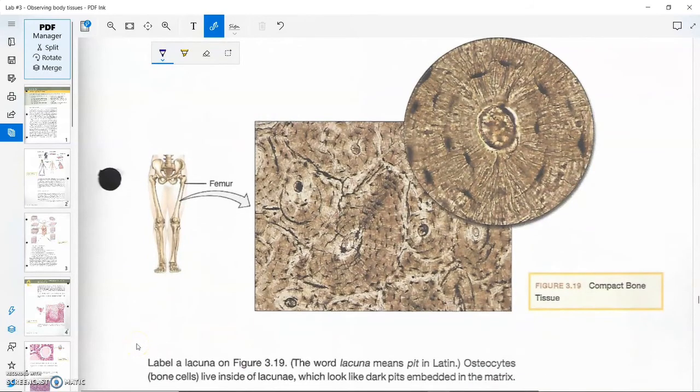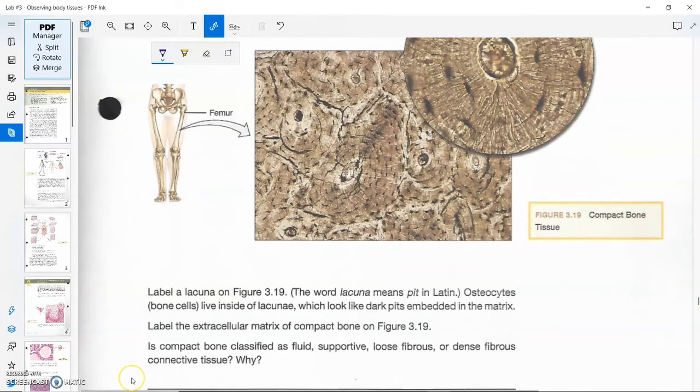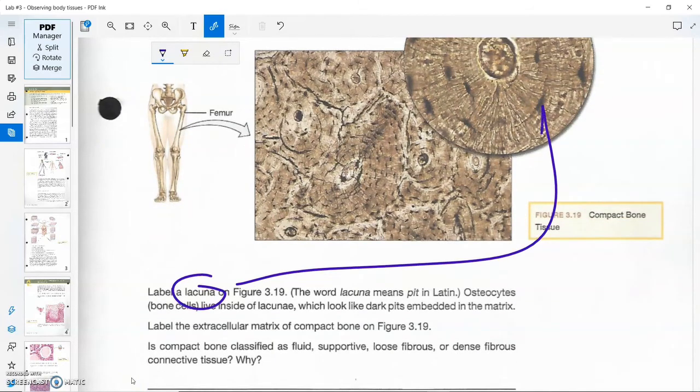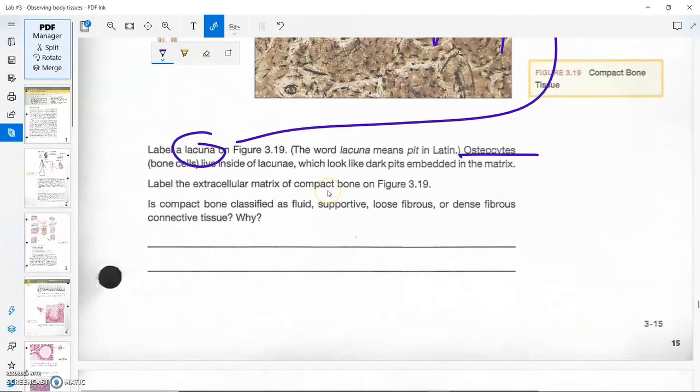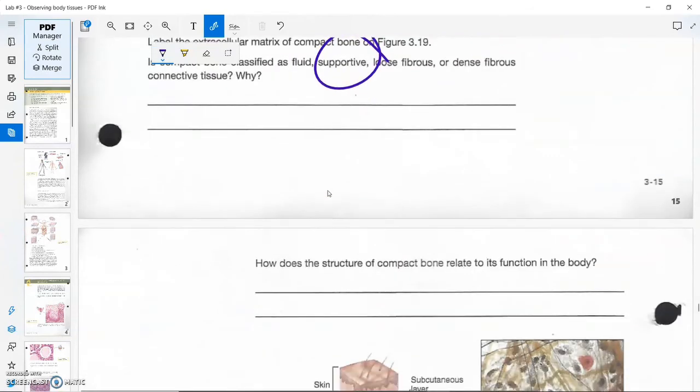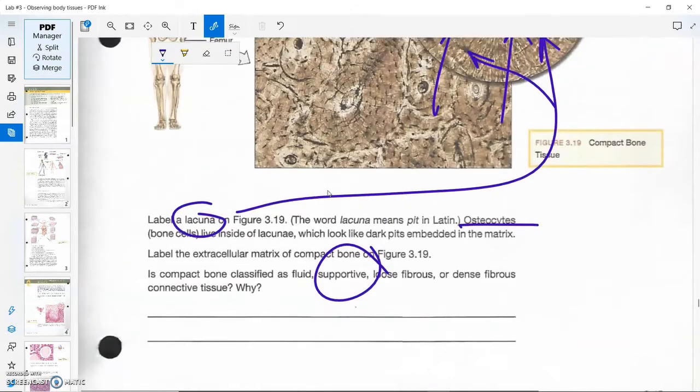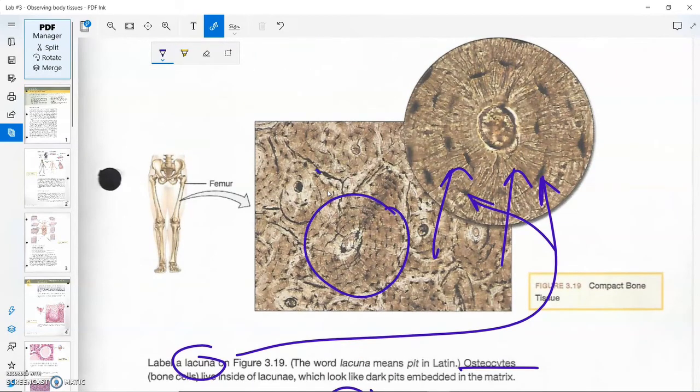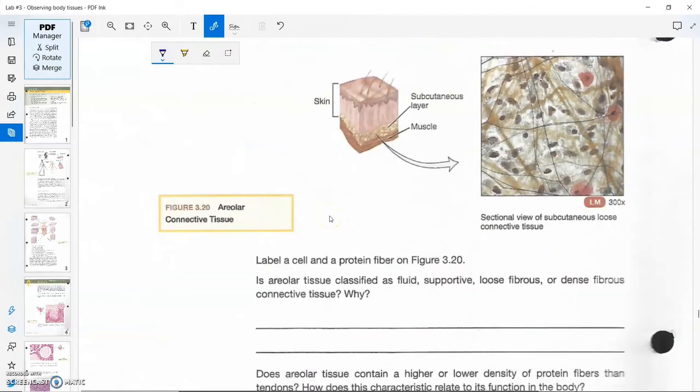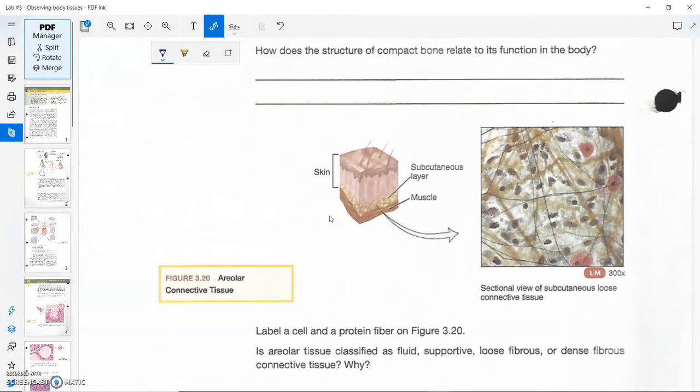Now, this is a bone, compact bone. Some structures that we can label are lacunae. Those are lacunae. So inside of these lacunae are osteocytes, the bone cells. Extracellular matrix is anything outside of the lacunae. Compact bone, obviously, is a supportive connective tissue because it supports, and the structure of compact bone reflects its function, because those individual structural units called osteons bunch together, providing compact bone a great deal of strength and mechanical resilience.